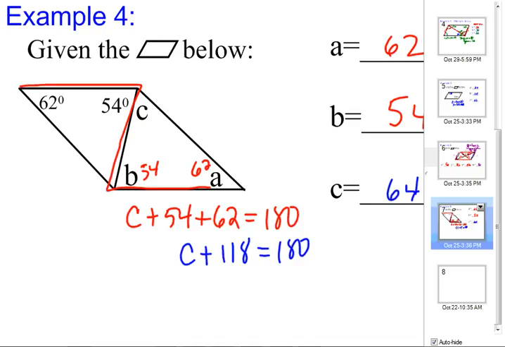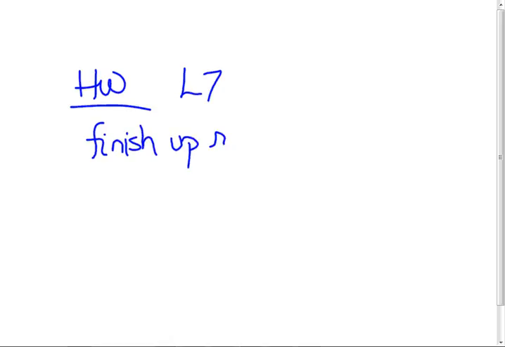That is the last one. So your homework, oh, I know why it's not on there. Homework is lesson 7. And you have to finish up that review sheet. If you don't do it, I think you're going to be in trouble on the test.